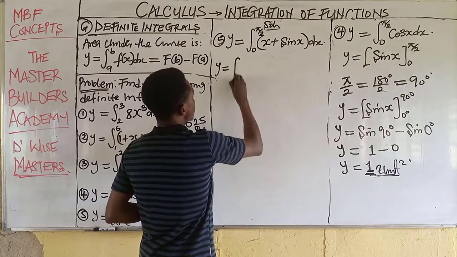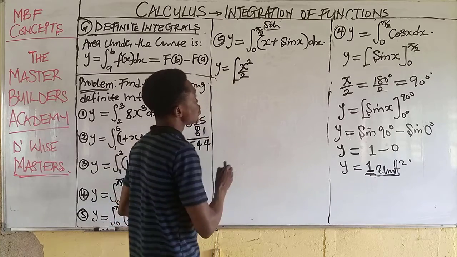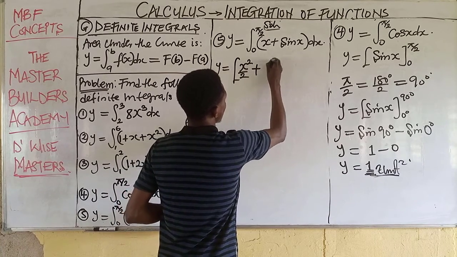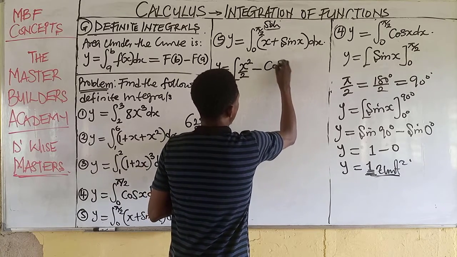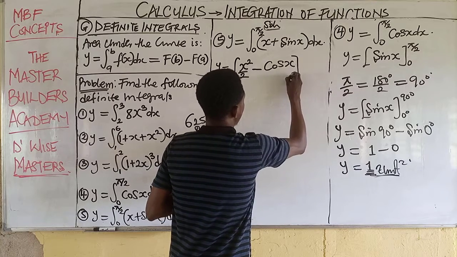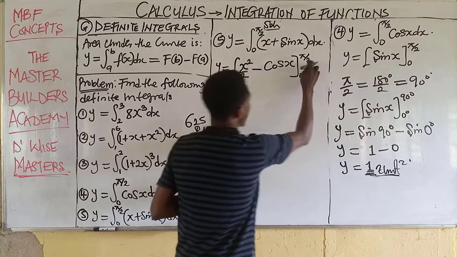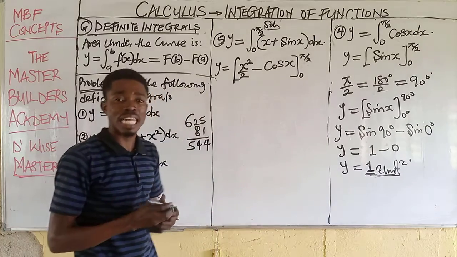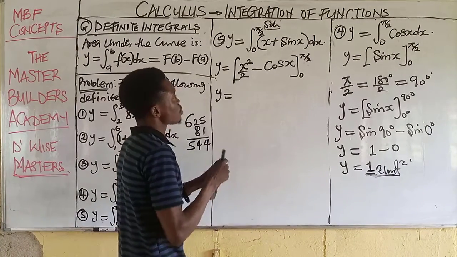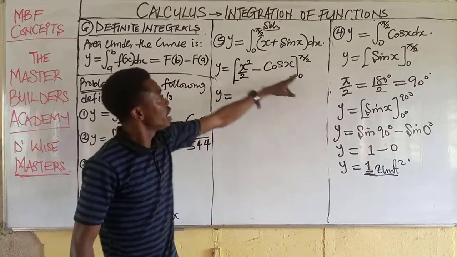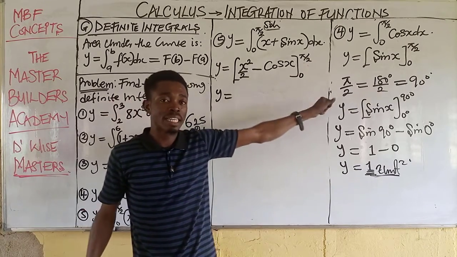Now when we integrate x, we have x squared over 2. And when we integrate sine x, we have negative cos x. So this will have changed to minus cos x. This will have given us pi over 2, 0. And we already know that pi over 2 is the same thing as 180 divided by 2, which is 90 degrees. So we will now substitute. At this point, all we need to do is to substitute the value of x, which are the upper limit and the lower limit.